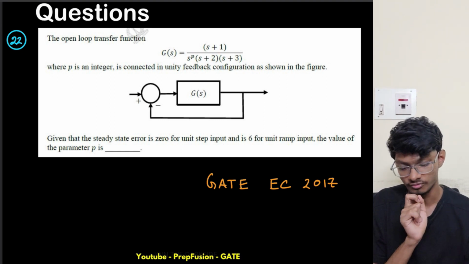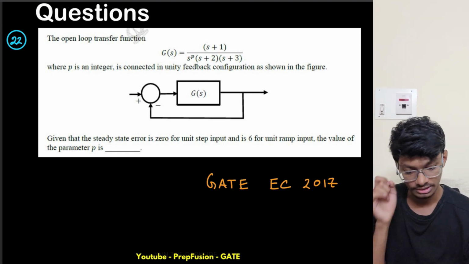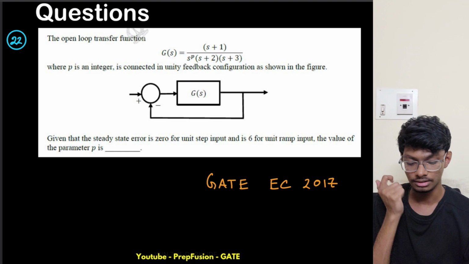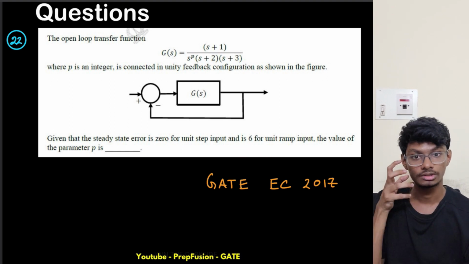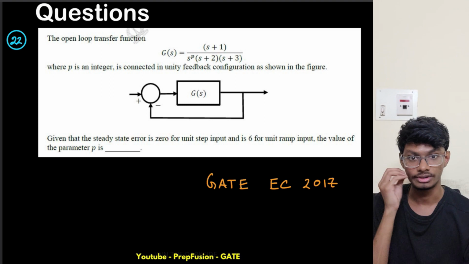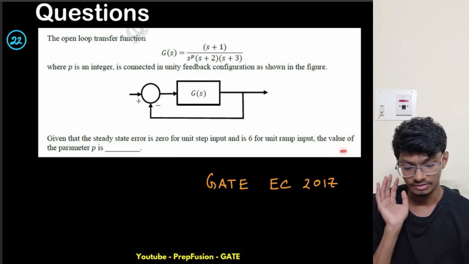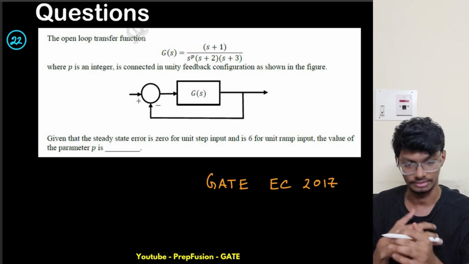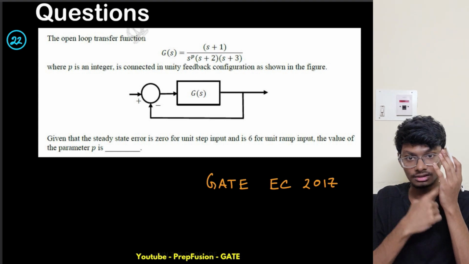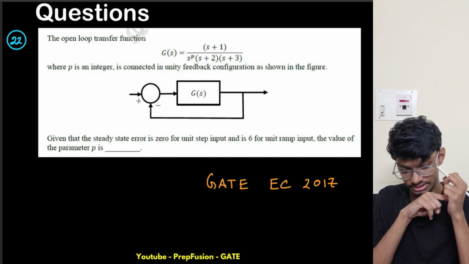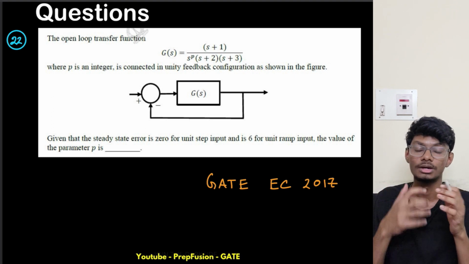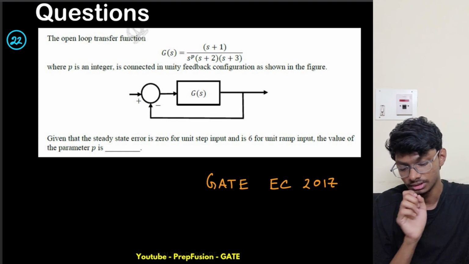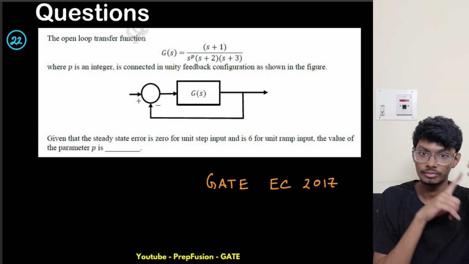So we have to basically find the type of the system. What the question is telling us is the steady state error is 0 for unit step, that we know, one condition. And it is 6 for unit ramp. So it is finite for a unit ramp input and it is 0 for a unit step input. So how to find the value of parameter p? We can understand that for a type 1 system, for ramp input I get a finite error. That's why here I can directly answer that it will be 1.